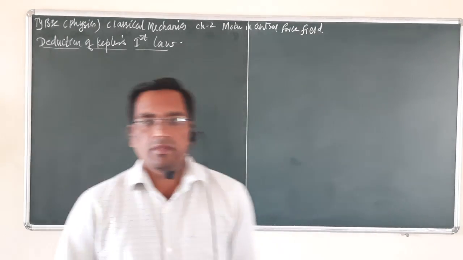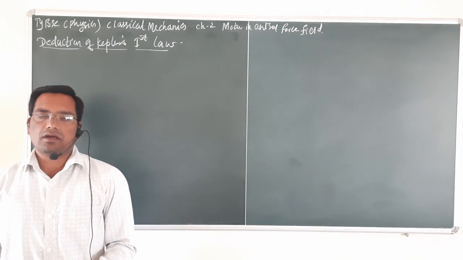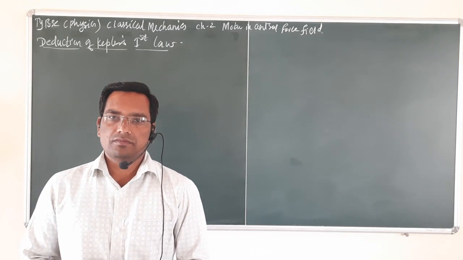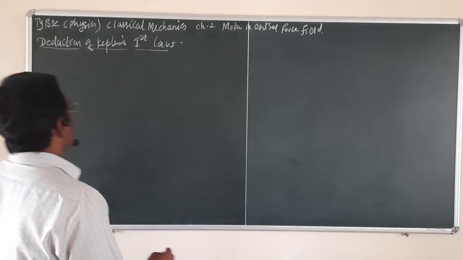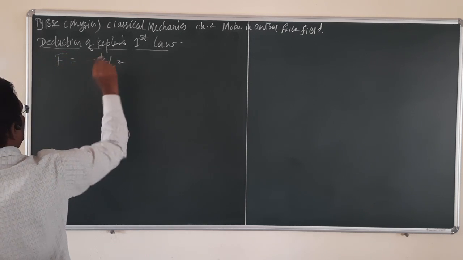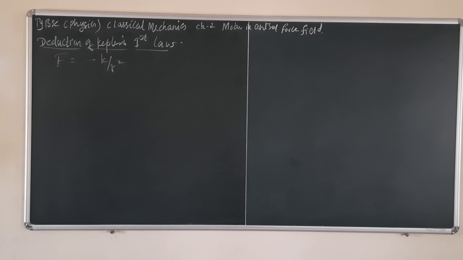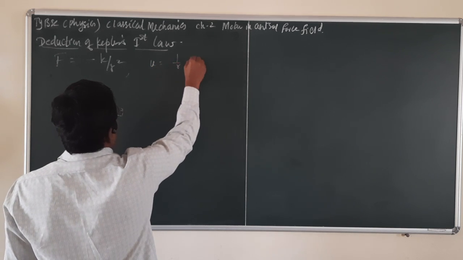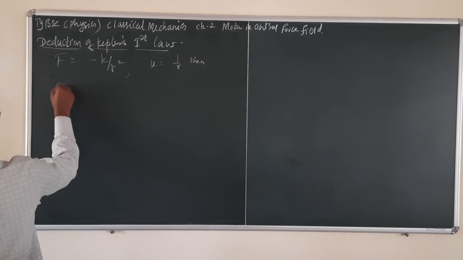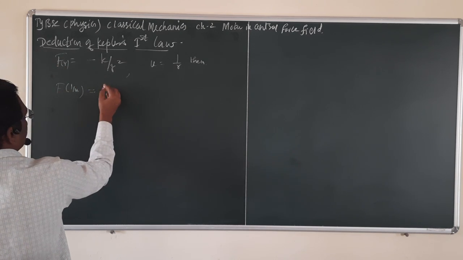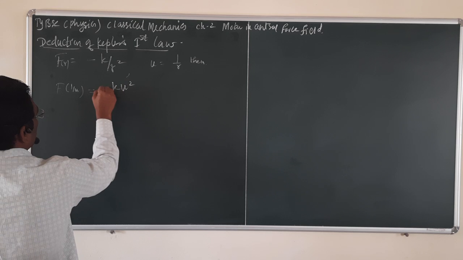For that, we know that every planet moves around the Sun, and the force between them is gravitational force, which is a central force, minus K divided by r square. So this is the force. Now we can use the substitution u as 1 over r, then the force becomes a function of 1 over u. Here force is a function of r. Here it will become minus K into u square.